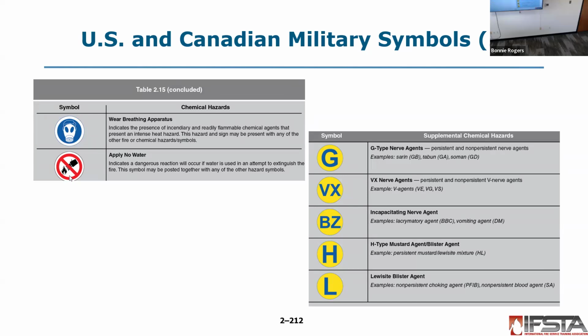Reading ingredients. That's supposed to be water. We're applying water, and also some chemical hazards. When you think about what the military might encounter, we've got nerve agents, G and V nerve agents, incapacitating agents, mustard agent or blister agent, Lewisite blister agent.